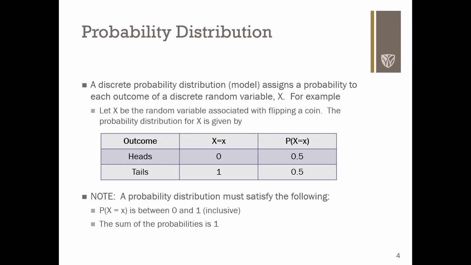So that's a probability distribution. It defines probabilities to the outcomes of a random experiment and is subject to the constraints that those probabilities are in fact between 0 and 1, and when you add up the probabilities for all of the outcomes, those probabilities have to sum to 1.